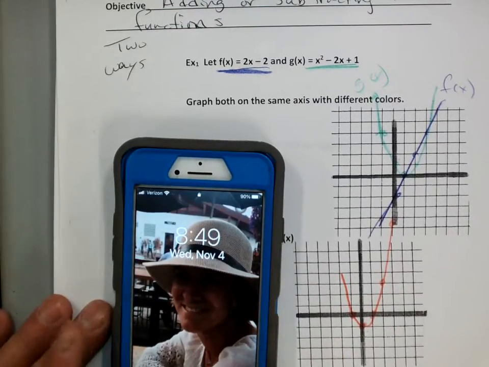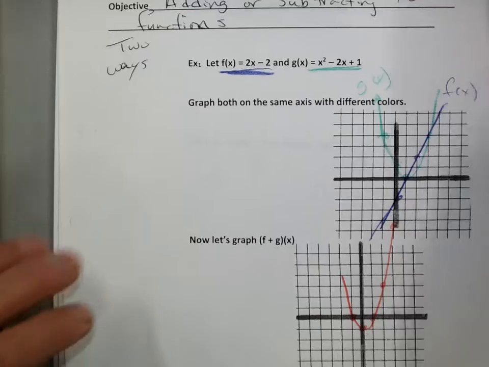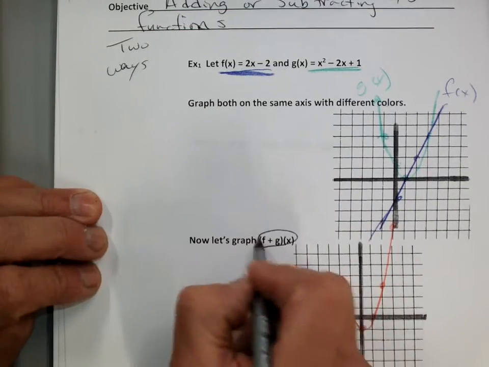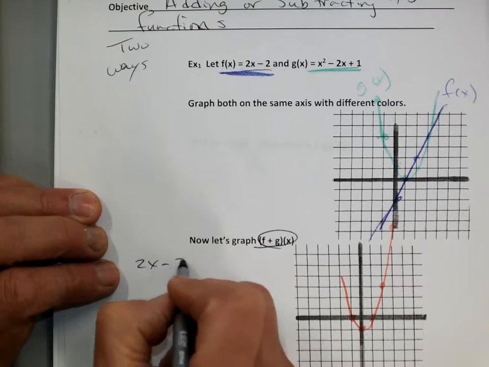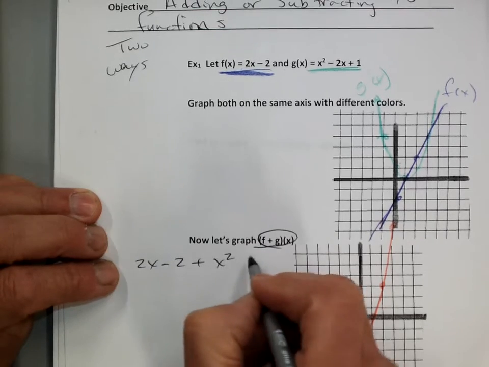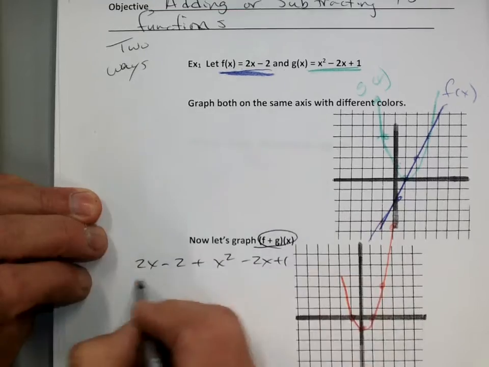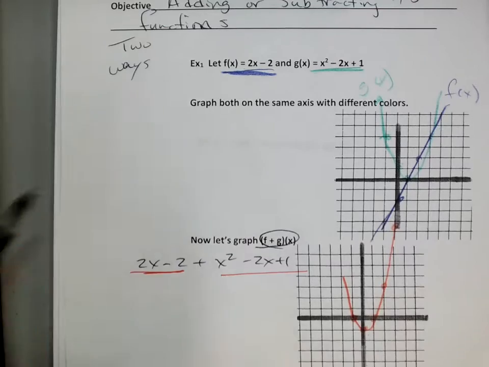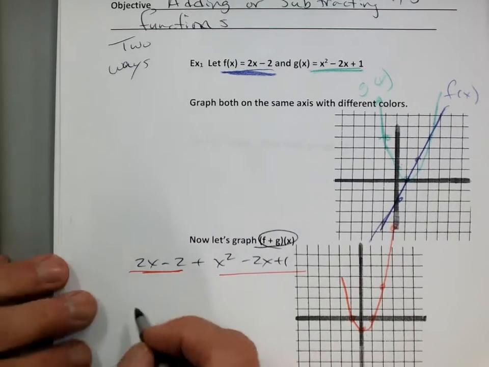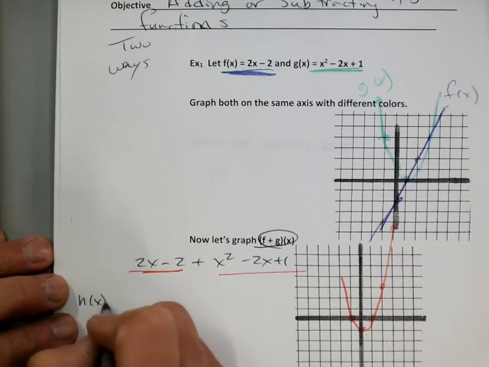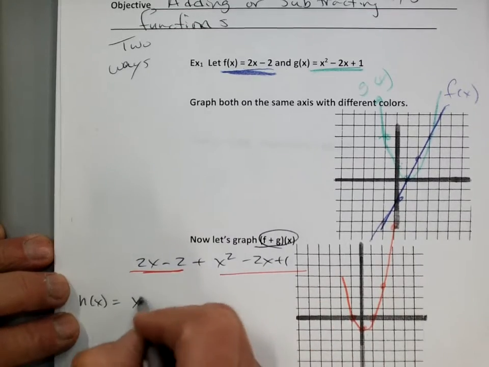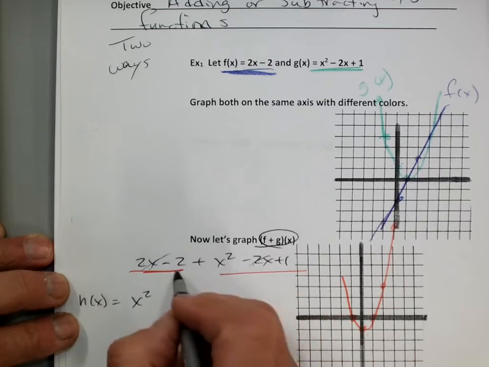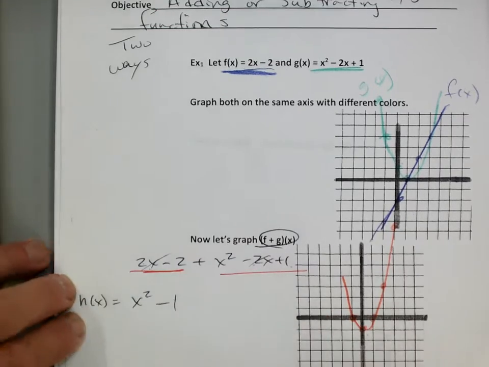The other way is just to add the equations. I've got 2x minus 2 plus x squared minus 2x plus 1. If I add the two equations, I'm going to get this new equation, called h of x. What the heck? H of x, that's my new one. I'm going to get an x squared. These cancel, right? And then I get a minus 1.